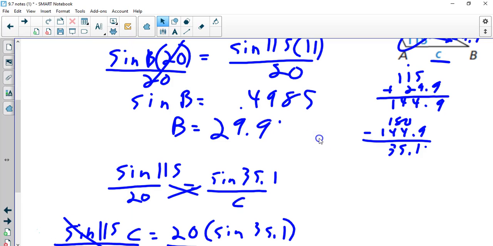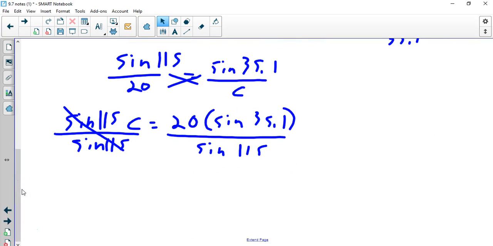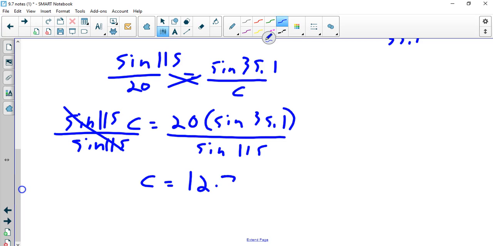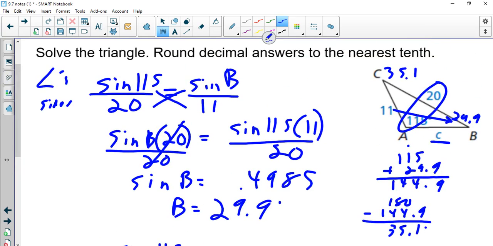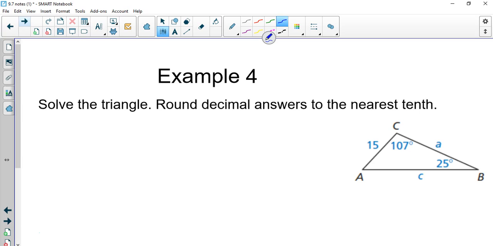And it says round to the nearest tenth. So that means side C is 12.7. And now we have all the information on that triangle. Okay, example 4.